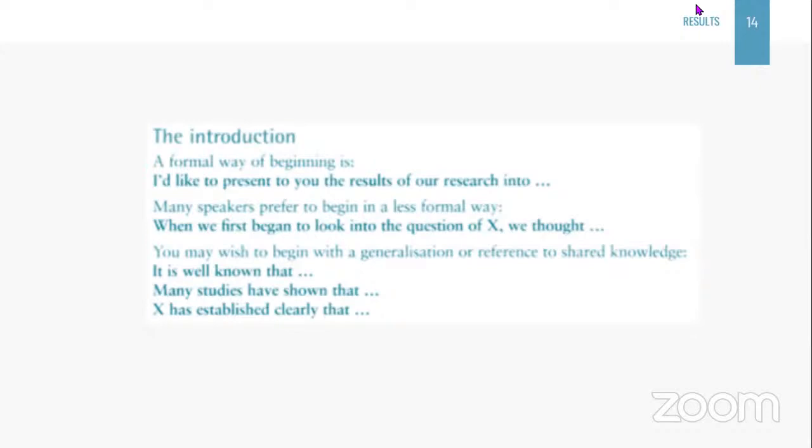Okay, thank you. Also, we have here other examples to make the introduction. Do you have any questions about vocabulary? Or maybe you can add here another way to make an introduction.